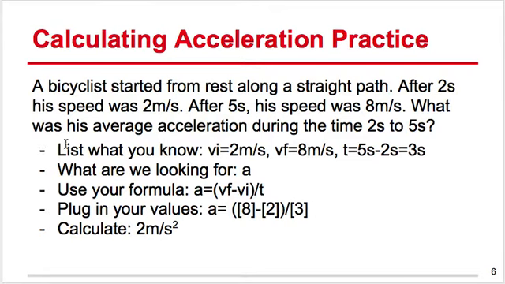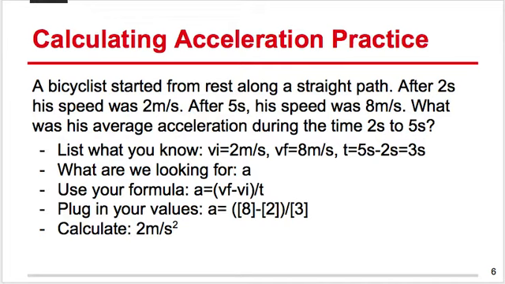So, first thing you need to do is list what you know. We know that our initial velocity was 2 meters per second. We know that our final velocity was 8 meters per second. And our time, we're saying from the time 2 seconds to 5 seconds, so 5 minus 2 gives us 3 seconds. So our time is going to be equal to 3 seconds. What are we looking for? In this case, we're looking for acceleration. So we use our formula.